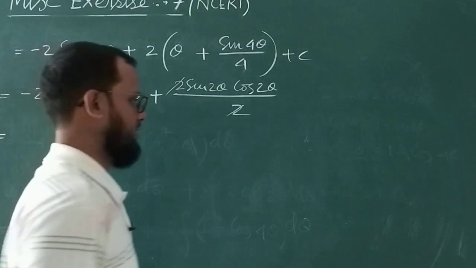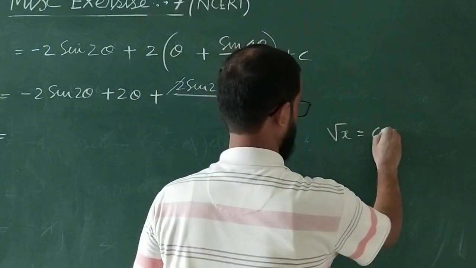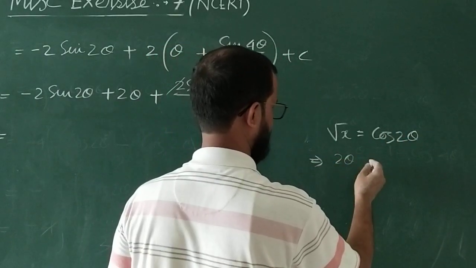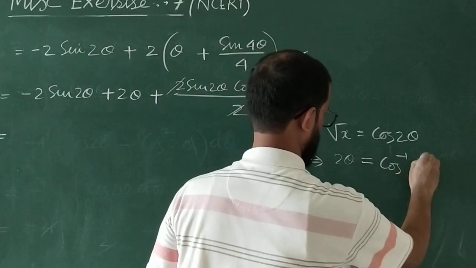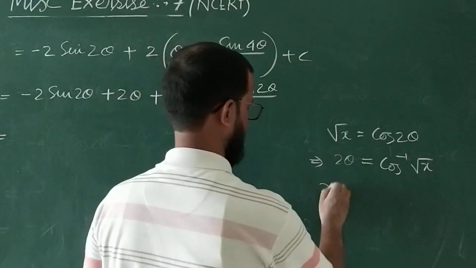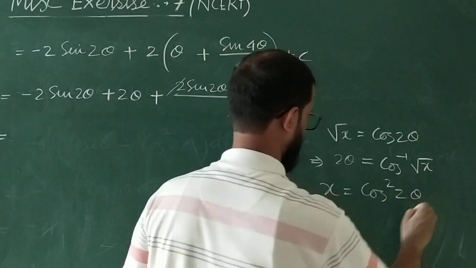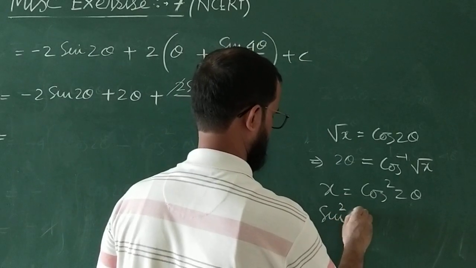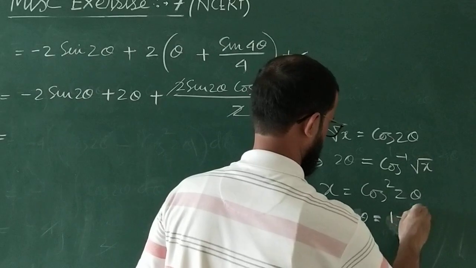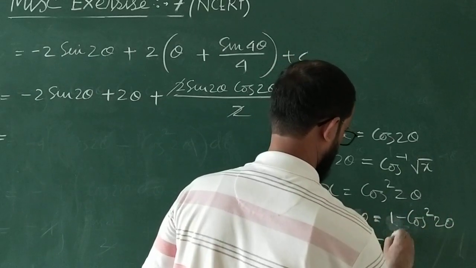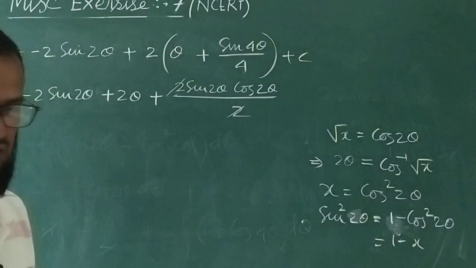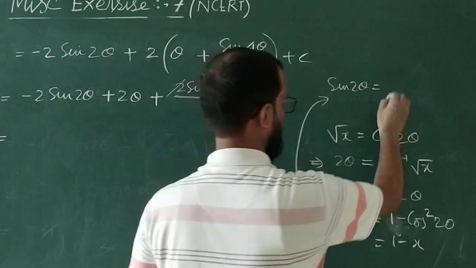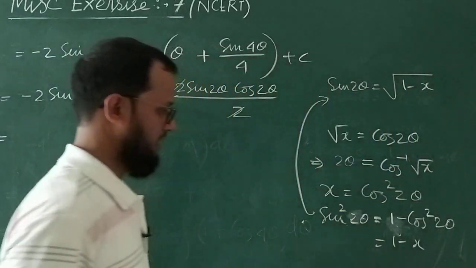Now come to your original substitution, x equals cos 2 theta. Okay, from here you can write 2 theta equals cos inverse root x. Also you can write x equals cos square 2 theta. Therefore sin square 2 theta equals 1 minus cos square 2 theta, which equals 1 minus x. This is your sin square theta. And from here, what is sin 2 theta? Sin 2 theta equals root over 1 minus x. Okay, I hope you understand.